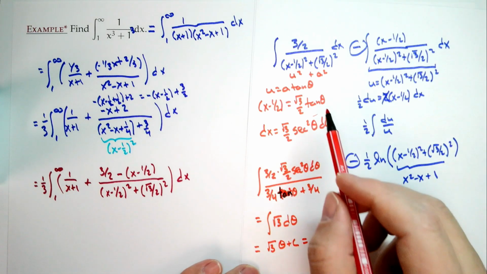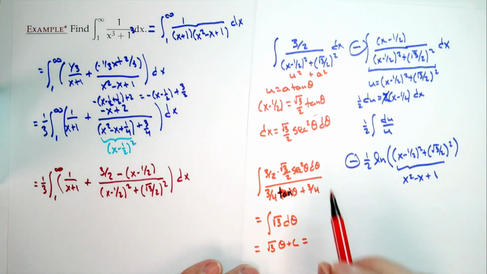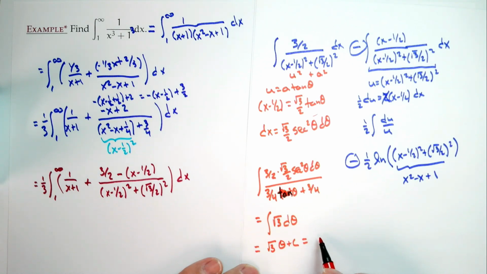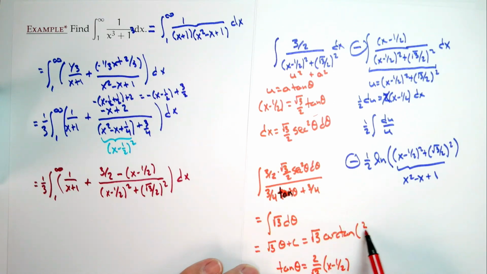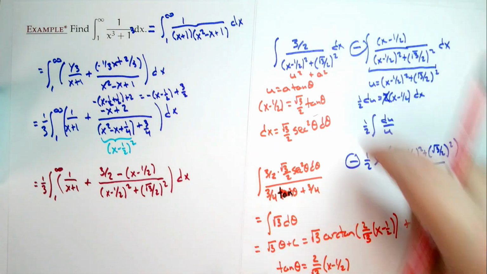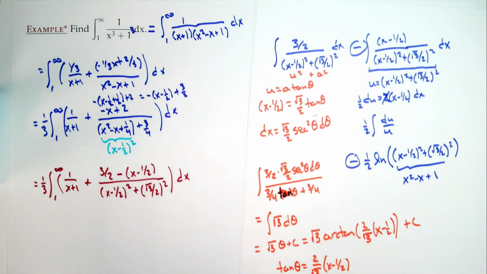Now we go backwards. Well, what's theta? So theta, we solve for it. You take the square root of 3 over 2 across, so you get tangent of theta is equal to 2 divided by square root of 3 times x minus 1/2. So theta would be arctangent of 2 over square root of 3 times x minus 1/2. Like so. All right. So good. That's the first piece. That's the second piece. And now we have that last piece.